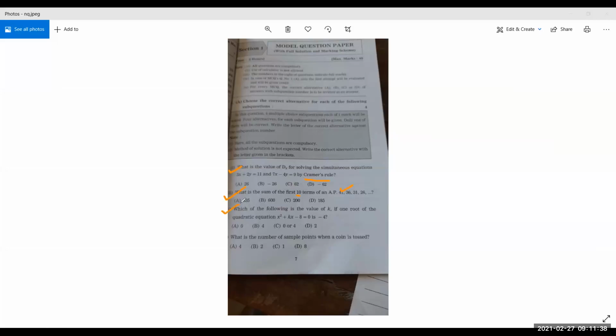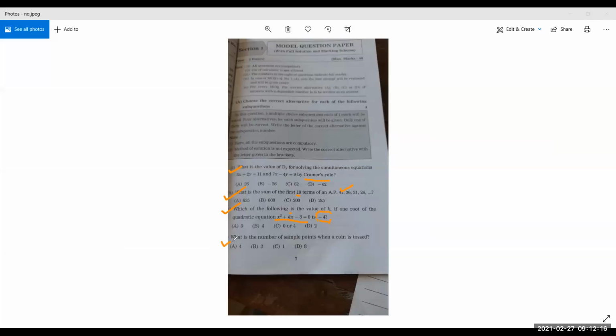Then which of the following is the value of k if one of the roots of the quadratic equation is given to us, that is equals to 4. So how to solve this, students? One root is given, means that x is equals to minus 4 is given to us. So what we are going to do in this quadratic equation, that is x square plus kx minus 8 is equals to 0. In this quadratic equation, substitute the value of x is equals to minus 4 and just solve this one. So after solving, we'll get the value of k. So this is the simplest one.